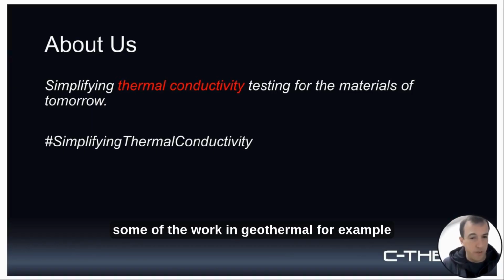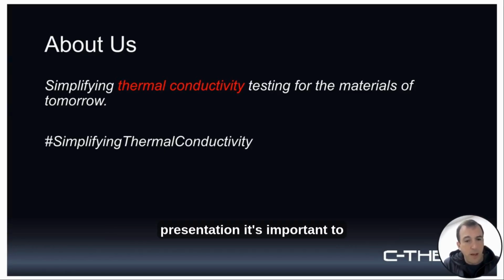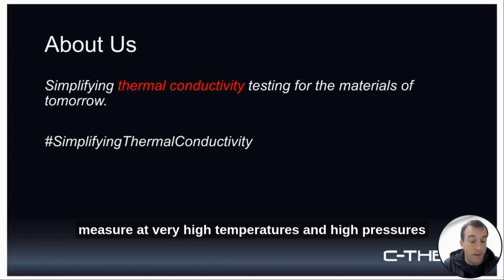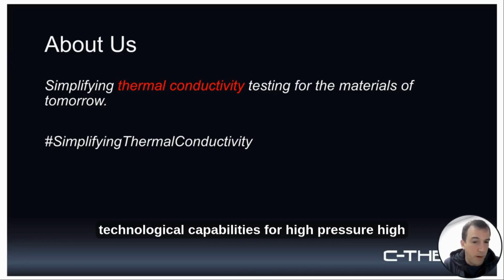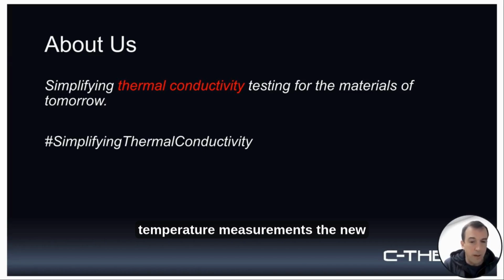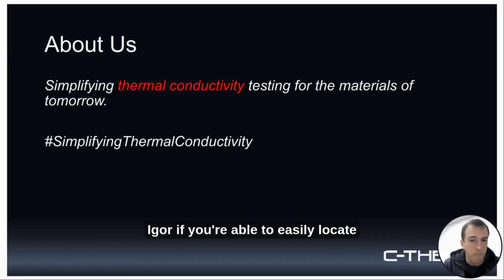In some of the work in geothermal, for example, we won't be getting into it as much in today's presentation, it's important to measure at very high temperatures and high pressures. C-Therm has advanced some new technological capabilities for high pressure, high temperature measurement. The new TLS HT300 is an example of that, which allows testing of saturated pressurized samples at very high temperatures and pressures, 300 degrees C and I think 3000 PSI.